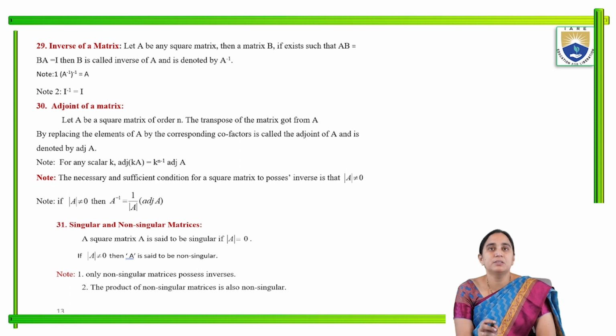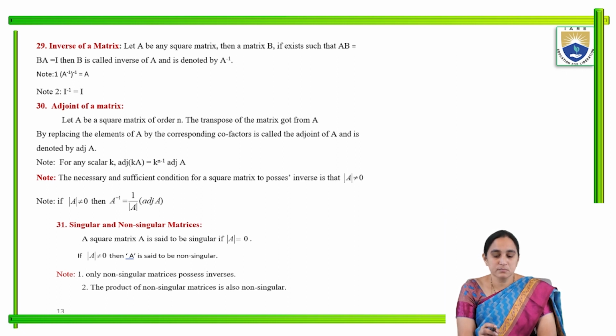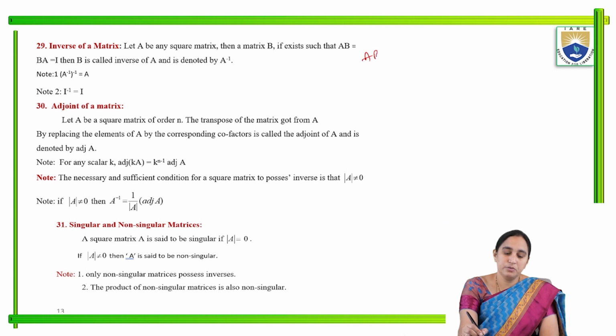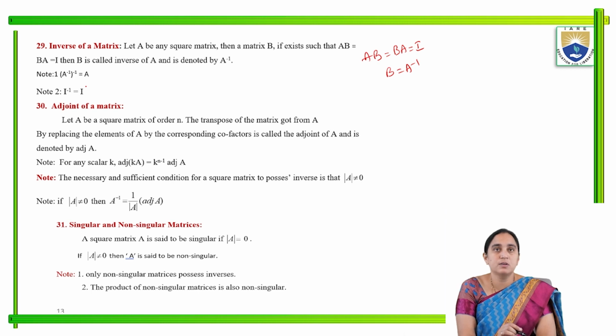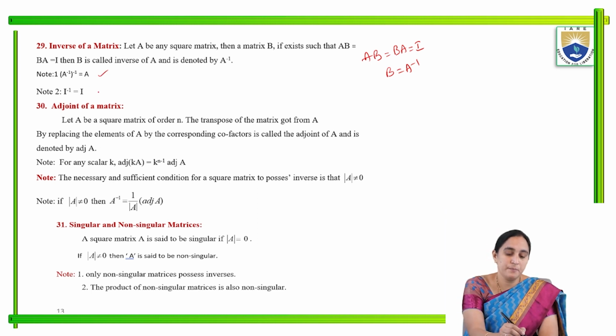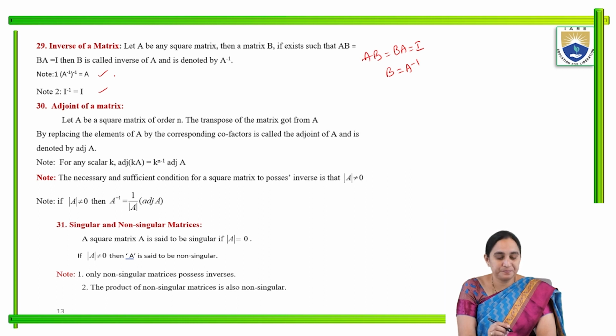Next, inverse of a matrix. Let A be any square matrix, then if a matrix B exists such that AB is equal to BA is equal to I, then B is called the inverse of A and it is denoted by A inverse. So B is equal to A inverse. From that, A inverse whole inverse is equal to A, and I inverse is equal to I. These are the important points for the inverse.